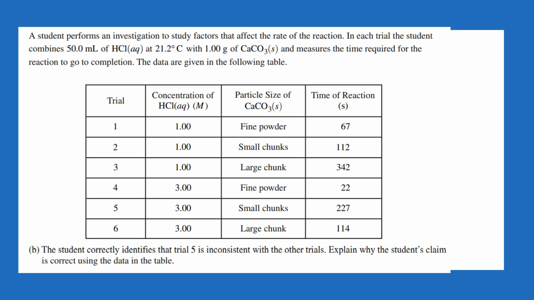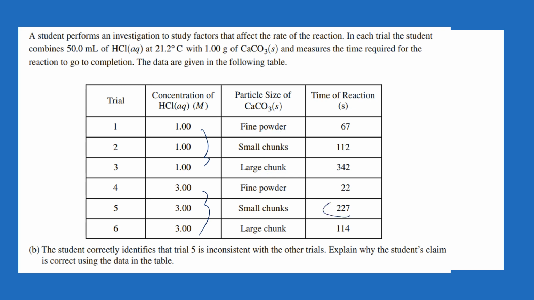Now a student performs an investigation to study factors that affect the rate of the reaction. In each trial, the student combines 50 milliliters of HCl at 21.2 degrees Celsius with 1 gram of calcium carbonate and measures the time. It looks like the difference here is there are 2 different concentrations and 3 different surface areas, or particle sizes. The student correctly identifies that trial 5 is inconsistent. Explain why the student's claim is correct.